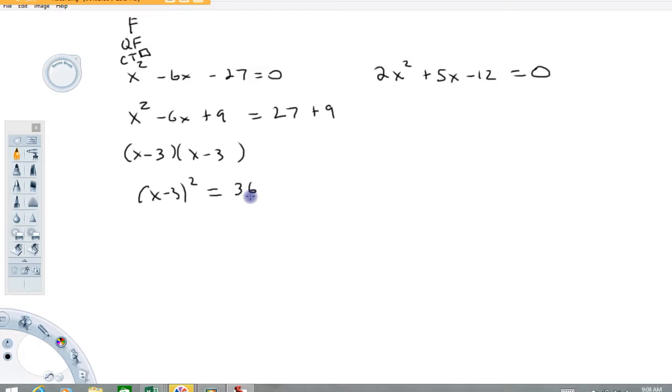Next step. Now we square root both sides. But keep in mind that this equation has two solutions. It could be 6 or negative 6, because negative 6 squared is also 36. So when you take the square root of both sides here, really it's plus or minus 6. And then we'll add 3 to both sides. So x is going to equal 3 plus or minus 6. So 3 plus 6 is 9. And 3 minus 6 is minus 3.